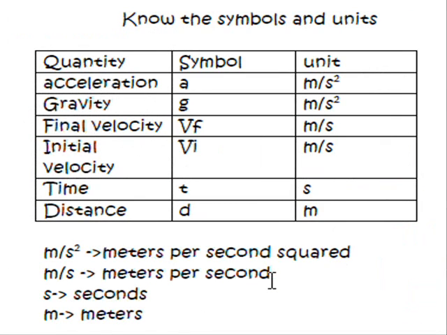Before we solve the problem, let's make sure that we know all the units that go with the symbols in our equation. We'll have t, which we know the final answer will be in seconds, and we have distance, which will be in meters, and gravity is meters per second squared.